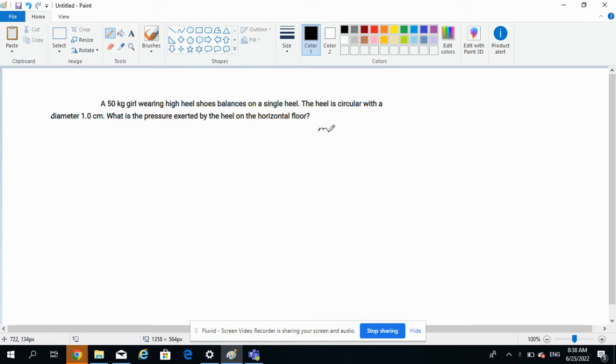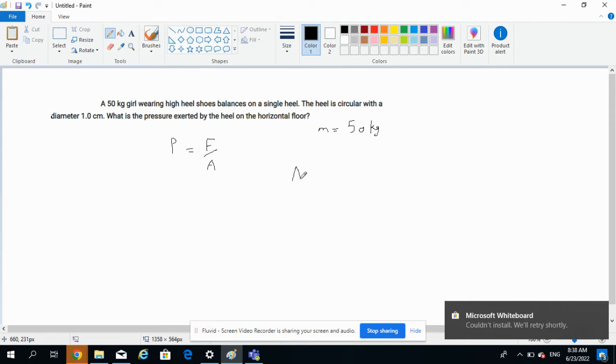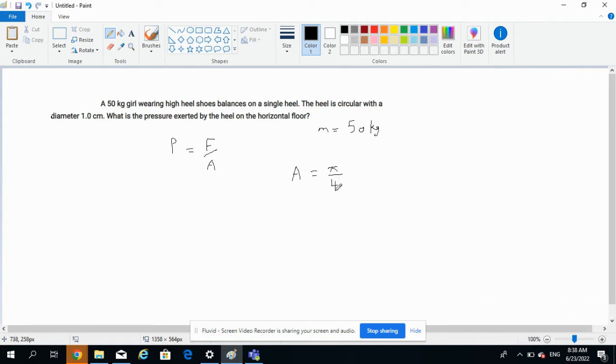Now, first of all, always remember in such questions the tip is to write down the formulas and the quantities which are given straight away. So mass is 50 kg, and to calculate pressure, the formula is pressure equals force divided by cross-sectional area. This is how you grip the question. And the area for a circular cross-section with diameter d is pi by 4 d squared.